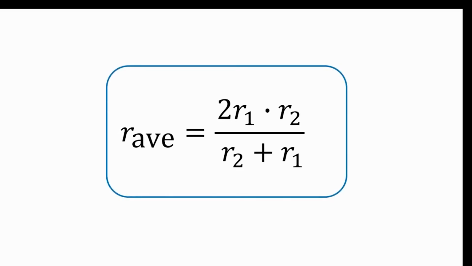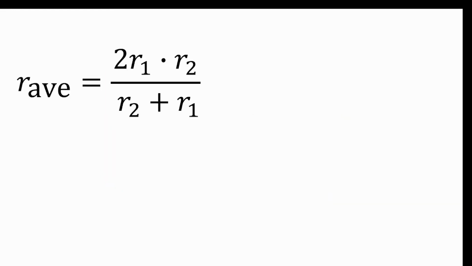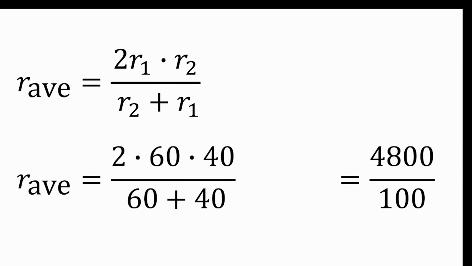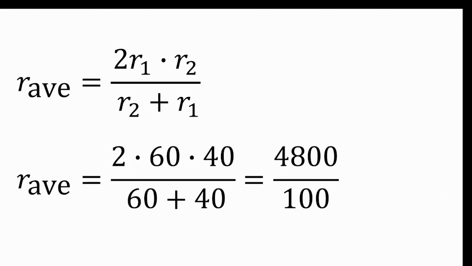In other words, to get the true average speed, just double the product of the two speeds and divide by their sum. Let's make sure this formula works for our specific problem. We'll plug 60 and 40 in for r1 and r2, which gets us 4,800 over 100, which of course is 48.